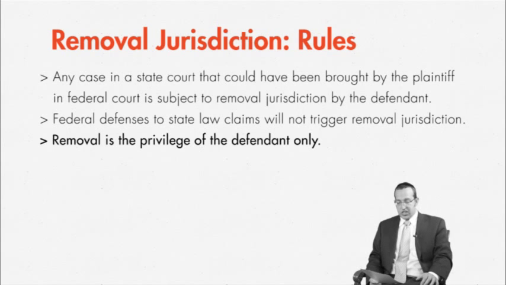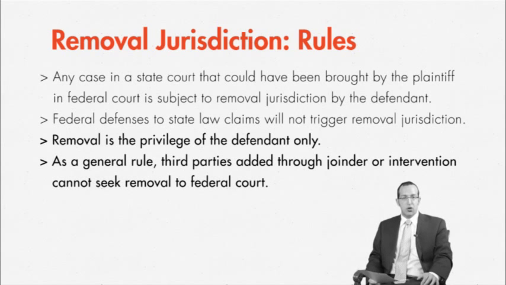What happens if a bunch of additional third parties are added through joinder or intervention? Can those third parties seek removal to federal court? The answer generally is no. Those third parties are going to be stuck in the state court proceedings against their will. There are some exceptions to that general rule, but you're probably not going to get that far into the weeds in your first year law course.